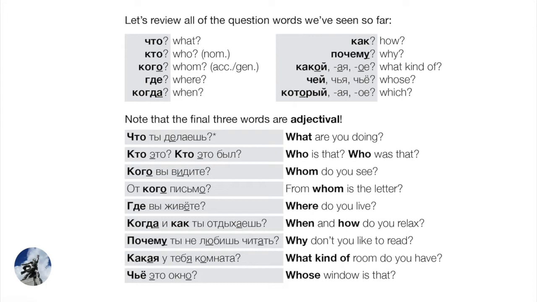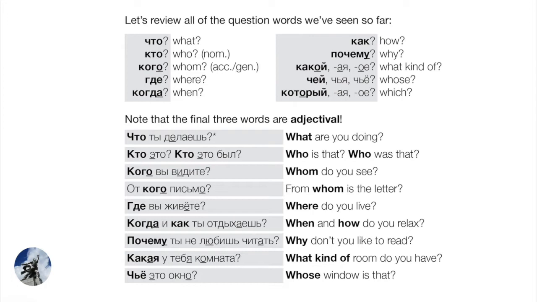So let's just look at a few examples of using these question words. Что ты делаешь? Кто это? Кто это был? Okay, there's кто acting as the subject. That's the nominative form of кто. Кого вы видите? Whom do you see? Now, to make sense of that, you might remember that кто will always refer to a person, so it's always going to be animate, and that might help you remember why we're getting what looks like and really is a genitive form on that word there, кого. Кого вы видите? От кого письмо? Okay, there's a truly genitive use of кто after от. From whom is the letter? Remember that от requires the genitive after it.